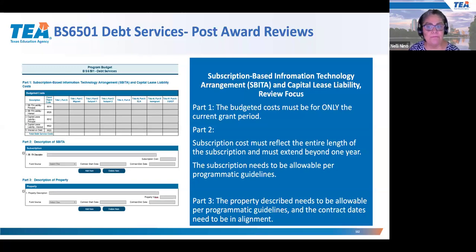Also, the contract start and end dates must extend beyond 1 year, like Tammy mentioned. So if the subscription is only for 1 year, the expenditure doesn't belong in the 6501. And the final thing to keep in mind is that items listed obviously must be allowable per the program guidelines, and that's one of the things that we're checking for also. Thank you.